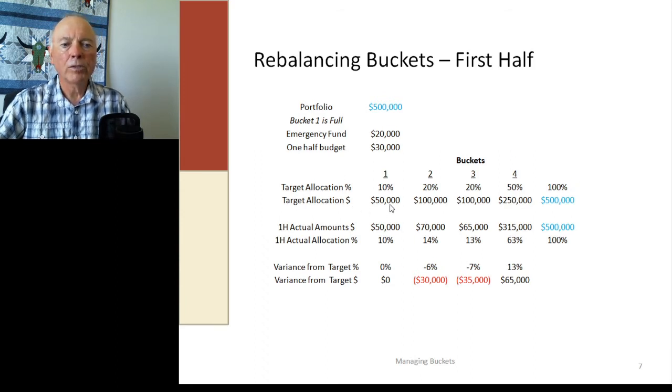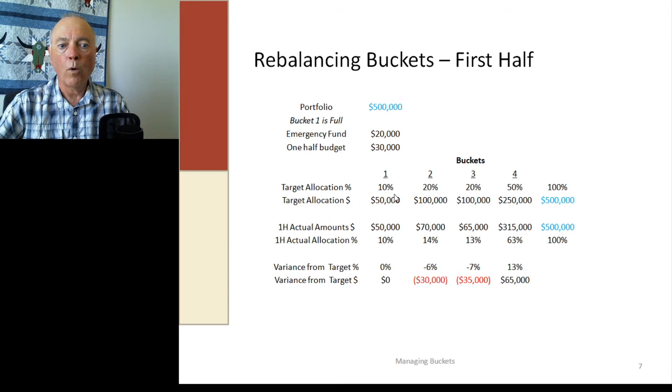Breaking it down by dollars, you see $50,000, $100,000, $100,000, and $250,000. Now, here's where we're at in terms of our first half actual amounts. We have refilled bucket 1, so we have $50,000 in bucket 1. We have $70,000 in bucket 2 because we were putting money from bucket 2 into bucket 1, $65,000 in bucket 3, $315,000 in bucket 4. Now, percentage-wise, you'll see that we're okay with respect to our asset allocation goal for bucket 1.